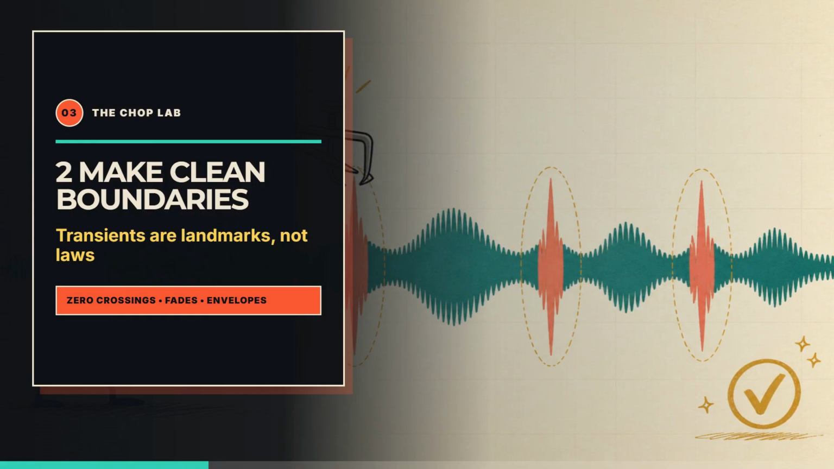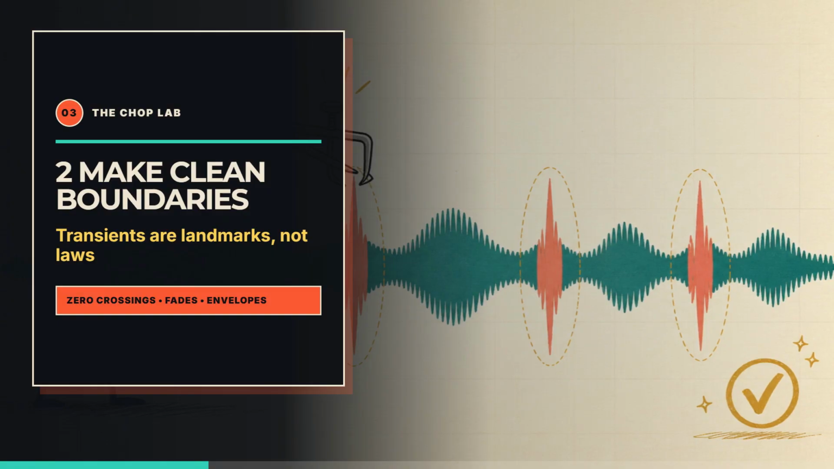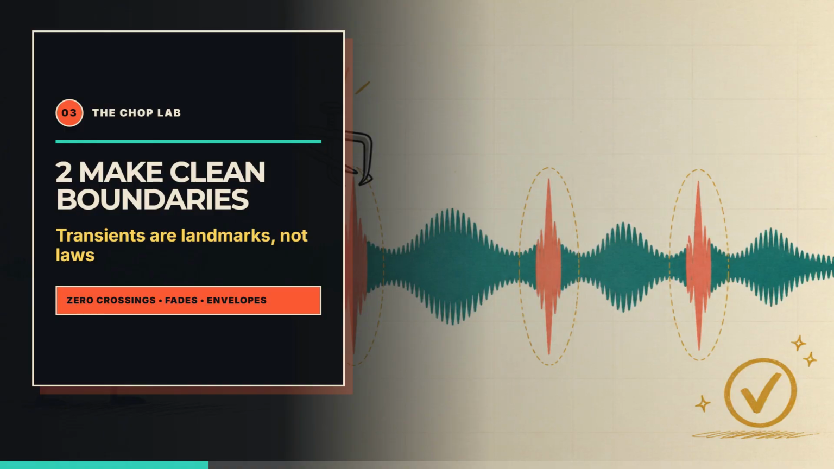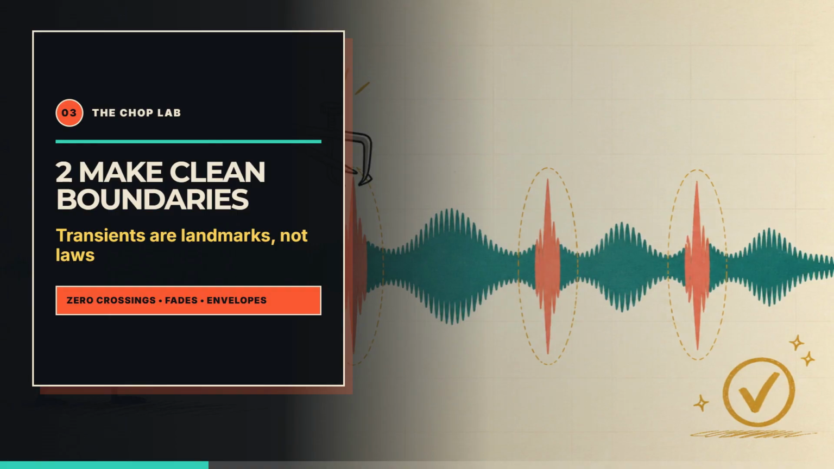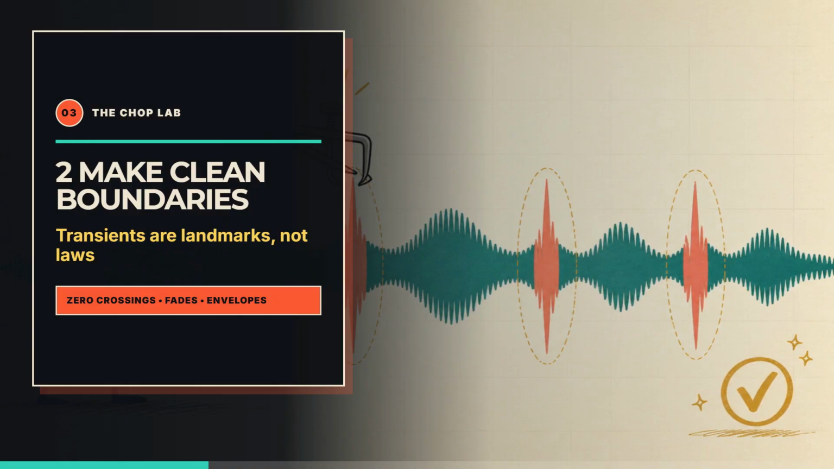But clean chopping is not as simple as placing every marker on a spike. Zoom in and listen. If the waveform jumps from one level to another at the boundary, the sudden discontinuity can create a click. Move the boundary toward a zero crossing when that preserves the groove, or add a very short fade in and fade out. Many samplers also provide an attack and release envelope that can soften the edge without changing the slice itself.